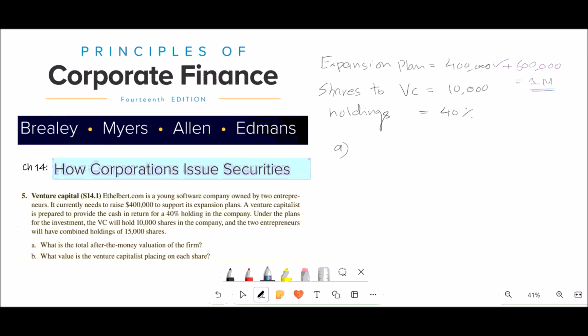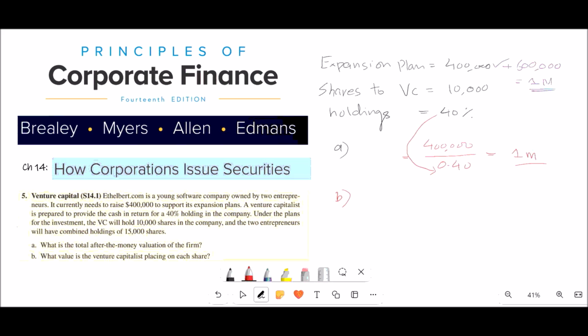So this is one direct way because it's a simple question, but this method will not always work. So you have to know the shortcut method to do any calculation. For this purpose, we can just use this investment amount and divide it by the holding we are giving to the capitalist. So this will give us the post money valuation for this company. So this will be 1 million.